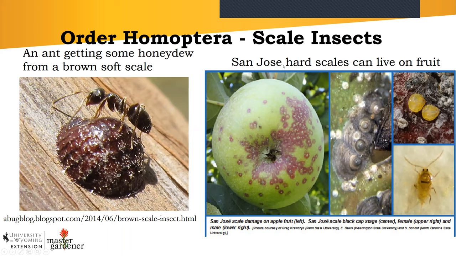The hard scales, as exemplified by this San Jose hard scale, and probably more common in Wyoming, the oyster shell scales. Once they've found a place on a plant, they will attach with their mouth parts and then molt and cover themselves with a hard waxy substance. It makes it really difficult to control them once they get there. Again, the males of this particular species will emerge out from under the scale, transform into a winged version that will go around and mate with the attached females. So the scale insects really don't look much like an insect unless you see the very first stage out of the egg.